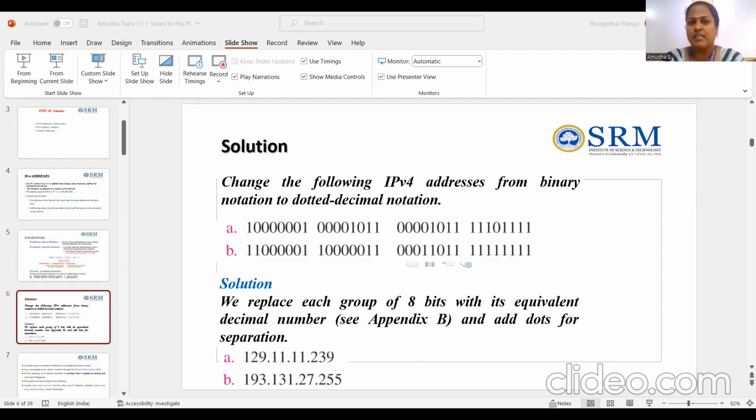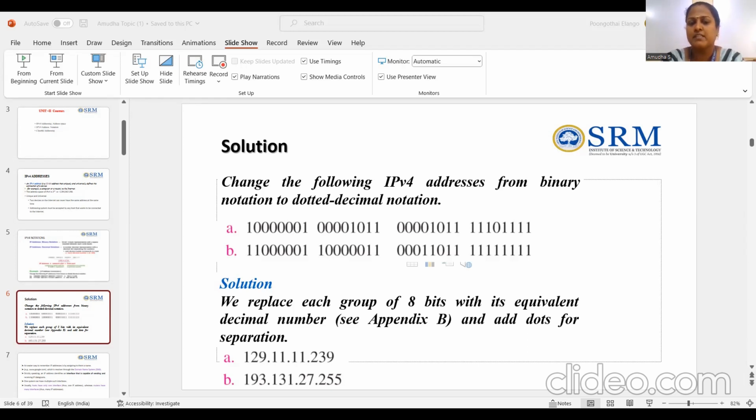Consider the fourth byte of data, 11101111. This is 128, this is the 64 bit, this is the 32 bit, and the 16 bit is 0. The remaining are 8, 4, 2, 1. All the enabled bits are summed, so finally you will get the value 239. So for the given binary notation, the corresponding decimal representation is 129.11.11.239.